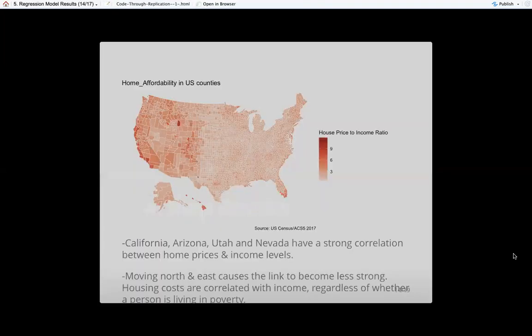Map results. So here's the map of the US, and the shade of red represents the house price income ratio. California, Arizona, Utah, and Nevada have a strong correlation between home prices and income levels. You can see that moving north and east causes the link to become less strong. Housing costs are correlated with income regardless of whether a person is living in poverty.